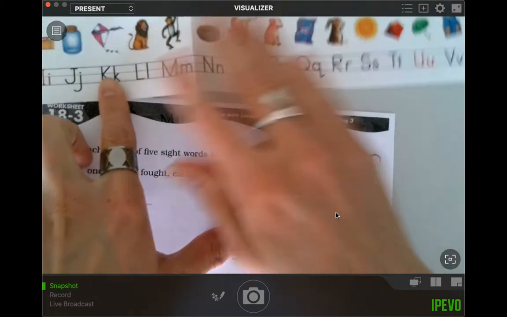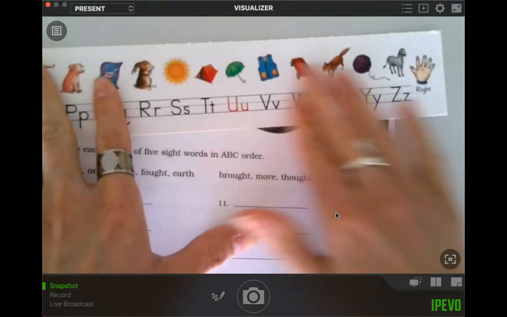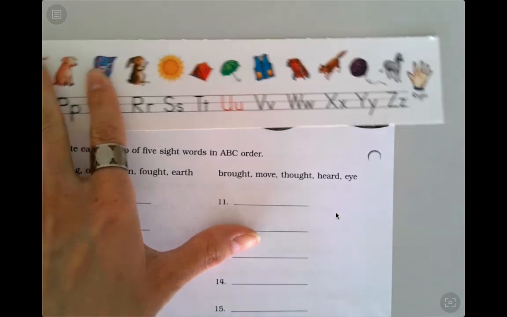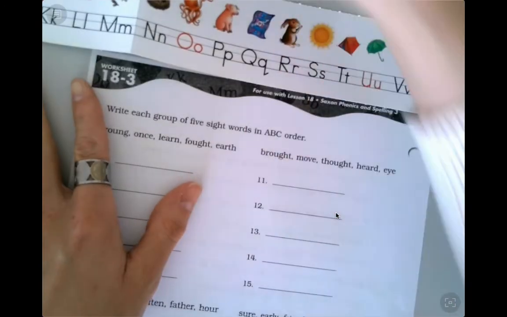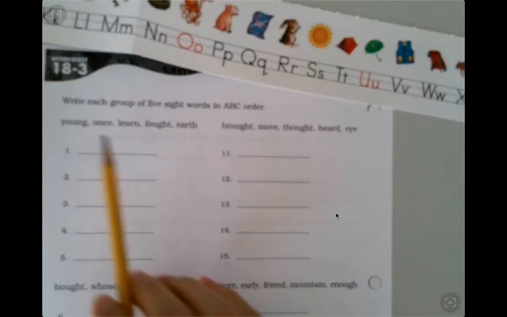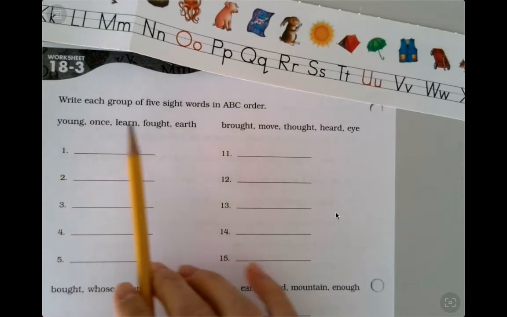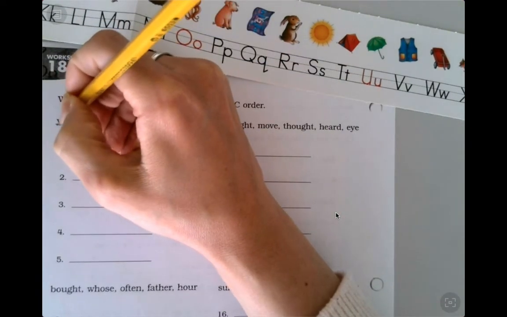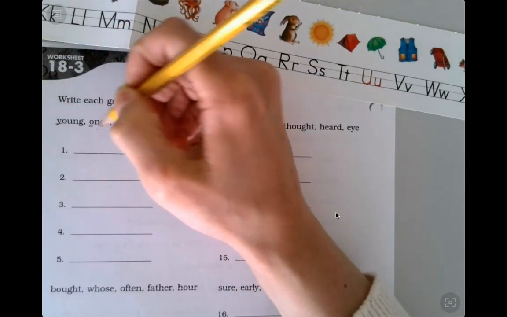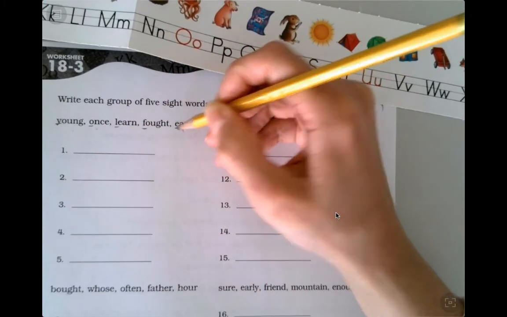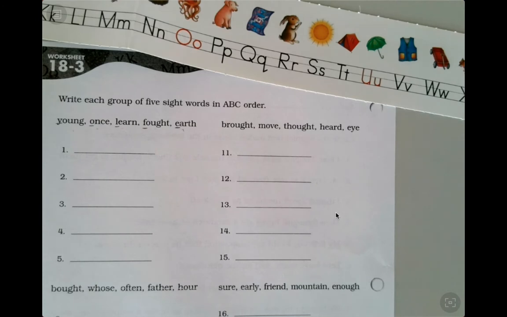And we have to look at what comes first with our letters. Okay, if they start with the same letter, then you have to go to the second letter, right? Okay, so let's look at the first group of words. It says young, once, learn, fought, and earth. Everyone underline the first letter of every word. So Y, O, L, F, and E, right?